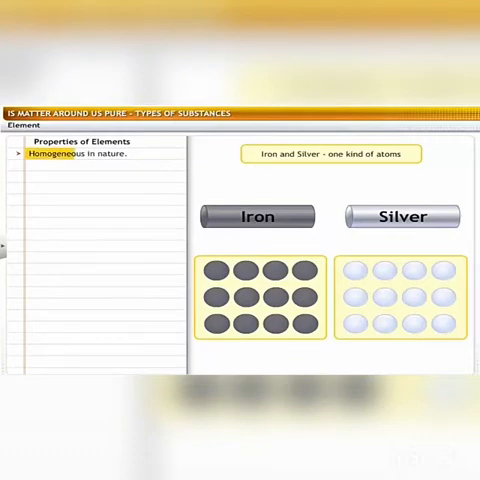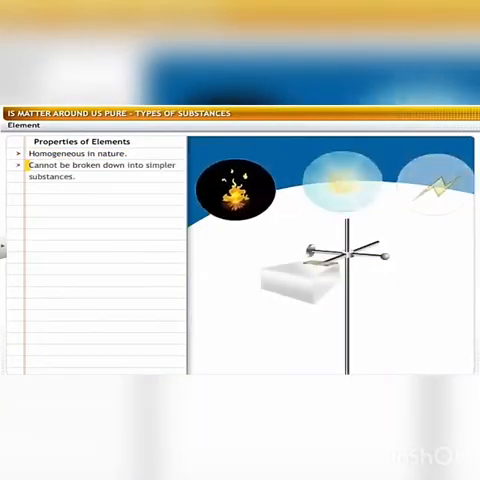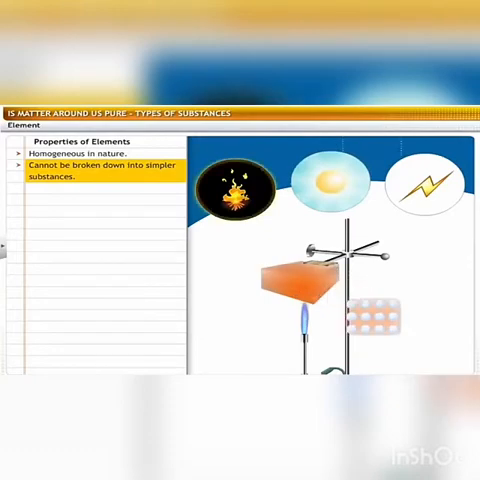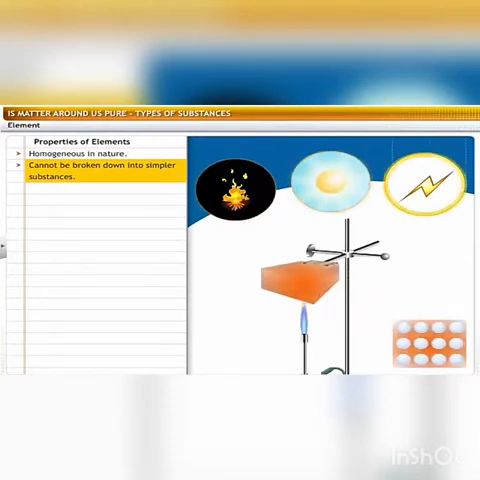An element is homogeneous in nature. It is a pure substance, made up of only one kind of atom. For example, iron and silver are made of only iron and silver atoms. An element cannot be broken down into simpler substances by any physical or chemical methods, such as heat, light, electricity, or chemical reactions with other substances.